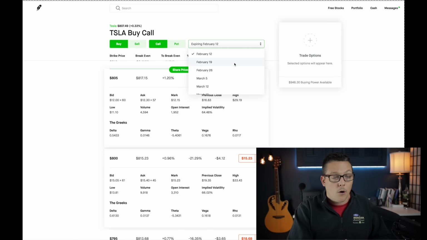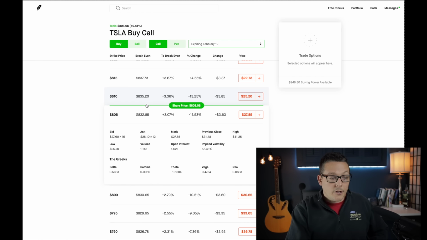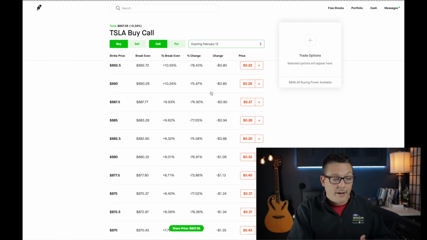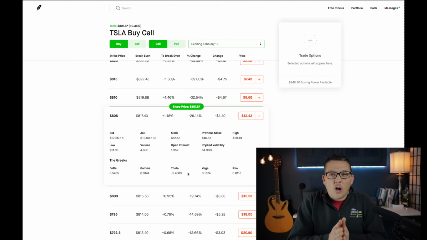Let's move expiration out one week and see what it does to theta. So here's that same 805 strike price, $164 every single day. And this is only one week out. So we can see how significant that changes. $164. If we go back to tomorrow at that same 805 strike, we see $500. So $400 per day difference when we do that.